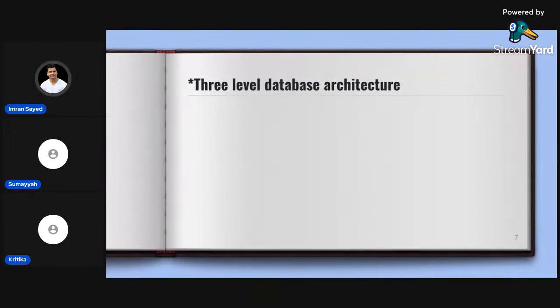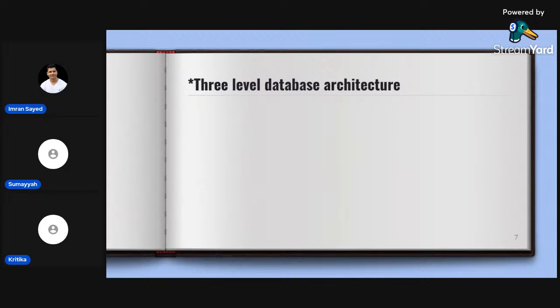Now let's do that. So Sumaya, give me the first level. What's the first level from the bottom? A physical or internal level. Okay. Ritika, give me the second level from the bottom. Logical or conceptual. Okay, good. And the third level is the user level, or the external level. And what is the use of it? Like, why is it used? Sumaya, for abstraction, for different types of users, data abstraction.